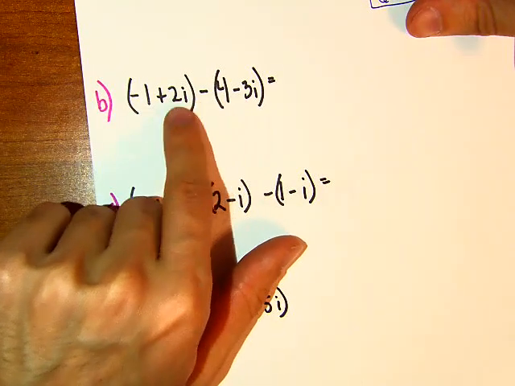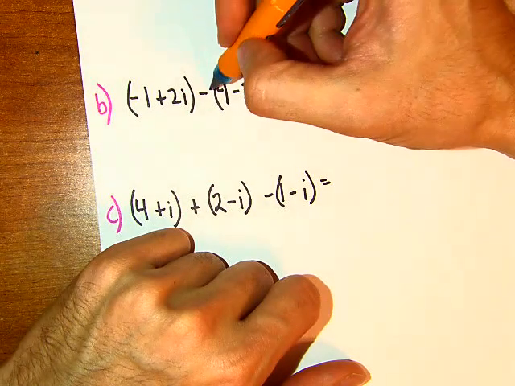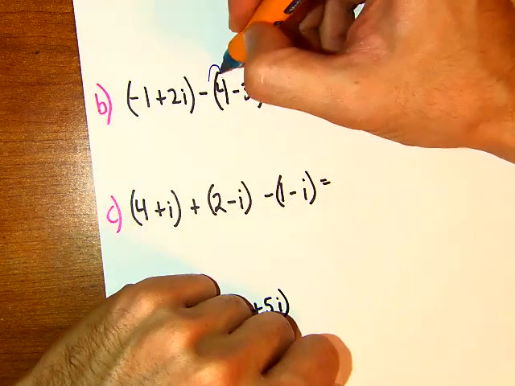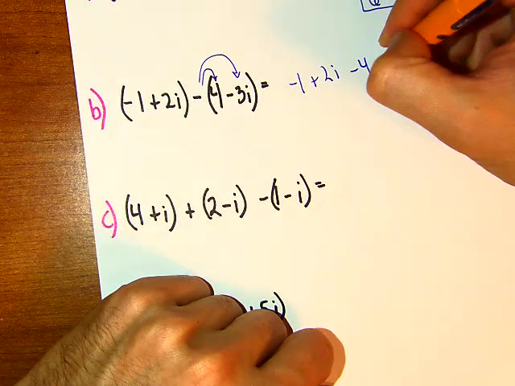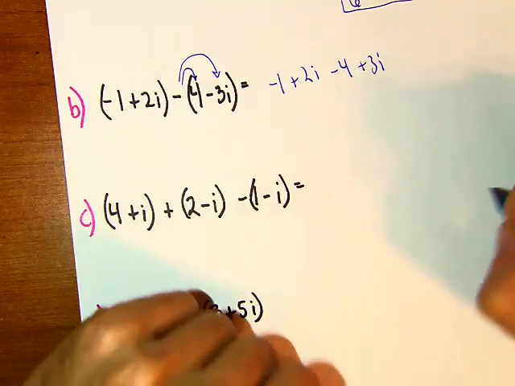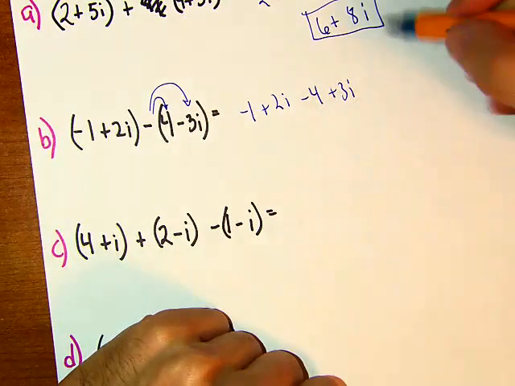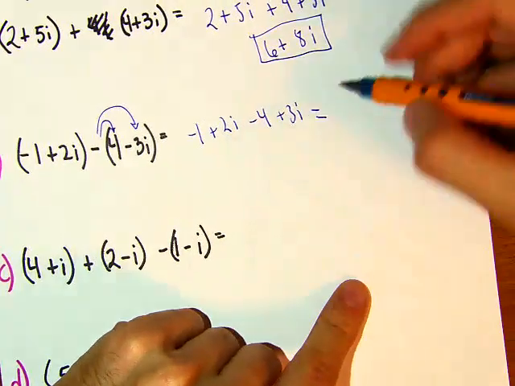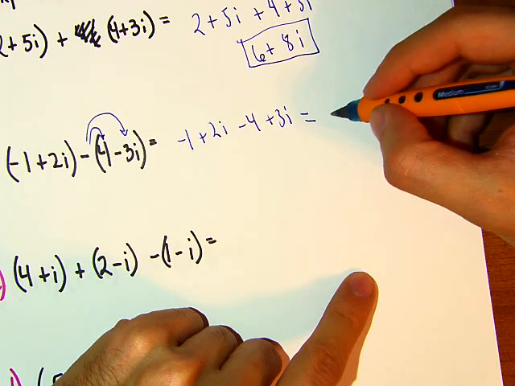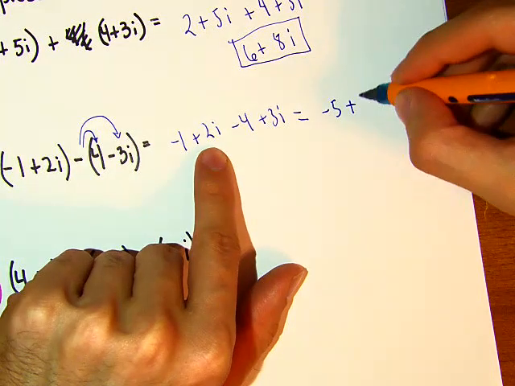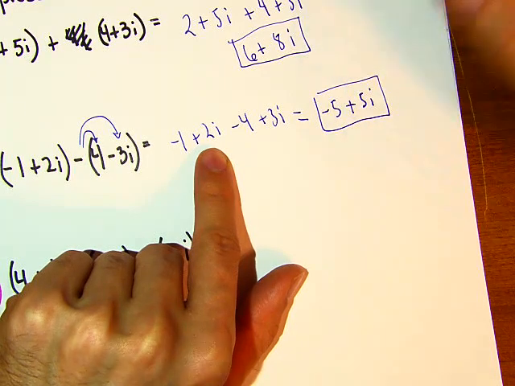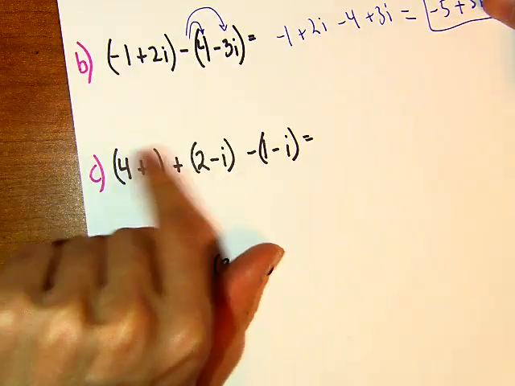Okay, next one. Here it's saying take these two and subtract it. Well, here we have to distribute that minus. So this just becomes minus 1 plus 2i minus 4 plus 3i. Okay? And now here this becomes minus 1 plus minus 4 is minus 5. We combine these two, and to combine these two, this becomes plus 5i. That's it.